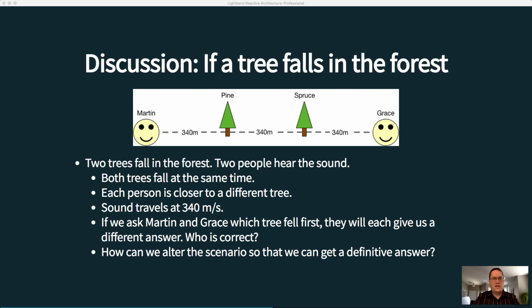We've chosen that number because sound travels at 340 meters per second, so we can say that Martin will hear the pine fall at about 1 second after it falls. Grace will hear the spruce fall at about 1 second after it falls.